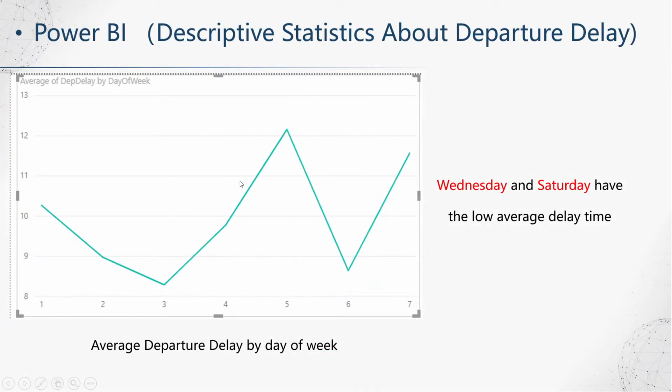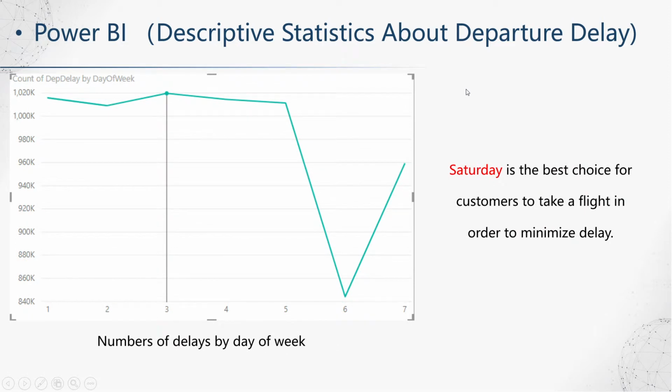The second chart is a line graph, which is about the average departure delay by day of week. This line graph shows the average delays in minutes for each of the 7 days of a week. According to the chart, Wednesday and Saturday have the lowest average delay time.